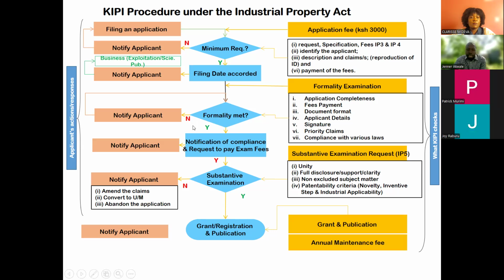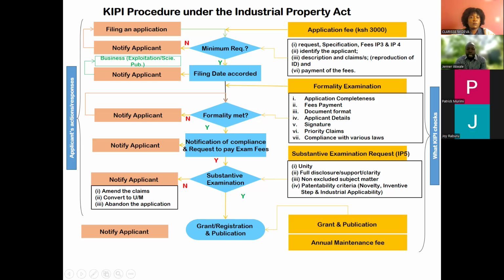If you meet that, then you will be notified to pay for examination, so that they can do what we call the substantive examination. If it doesn't meet it, they will tell you to go and correct ABCD, then you can still proceed and correct where there are errors. Then you do a proper filing, which will again go through a formality examination, but you will still have your filing date recorded.